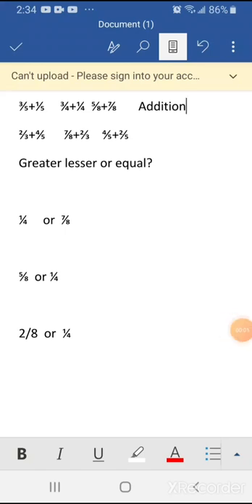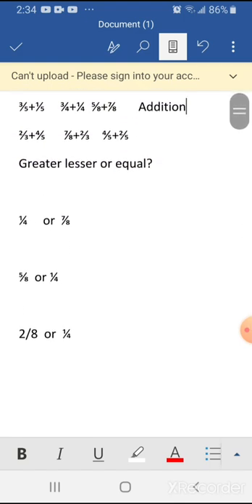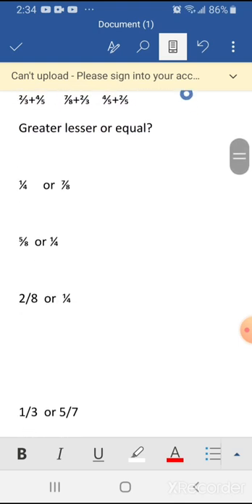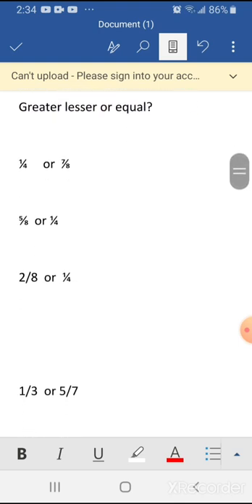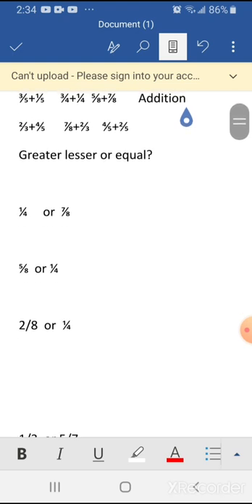Hello. Today, I will be doing addition and subtraction of fractions, and also greater than, less than, or equal. Actually, we should start with greater than, less than, or equal, because then we'll get to know the concept. So, which is greater, a quarter or a seventh?